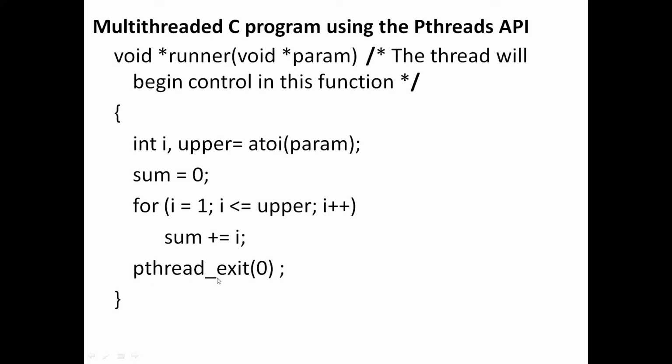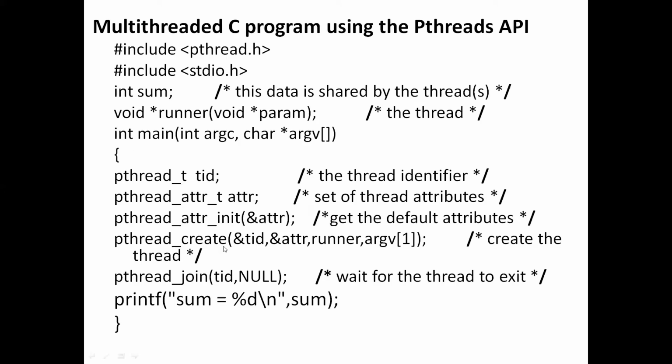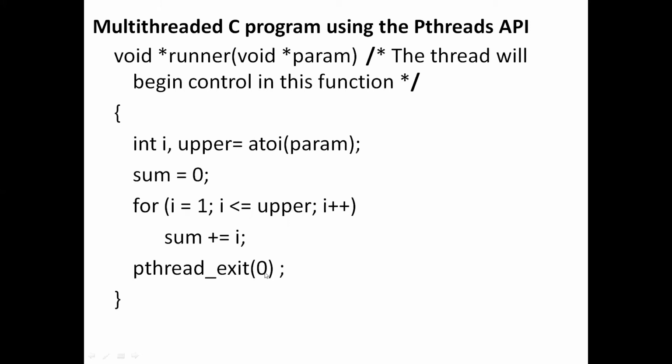This is pthread underscore exit. This also comes under the pthread.h header file. This statement is to destroy the thread. The pthread underscore exit method is used to destroy the thread. Here we have the statement pthread underscore create, which is used to create the thread, and this pthread underscore exit is used to destroy the thread.